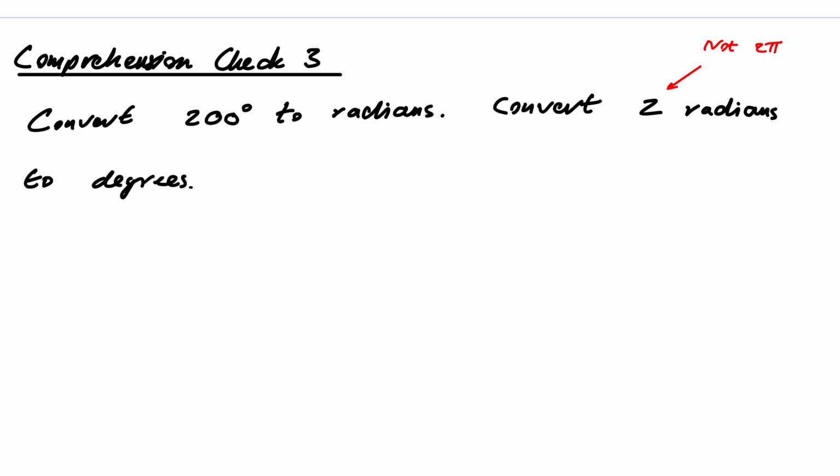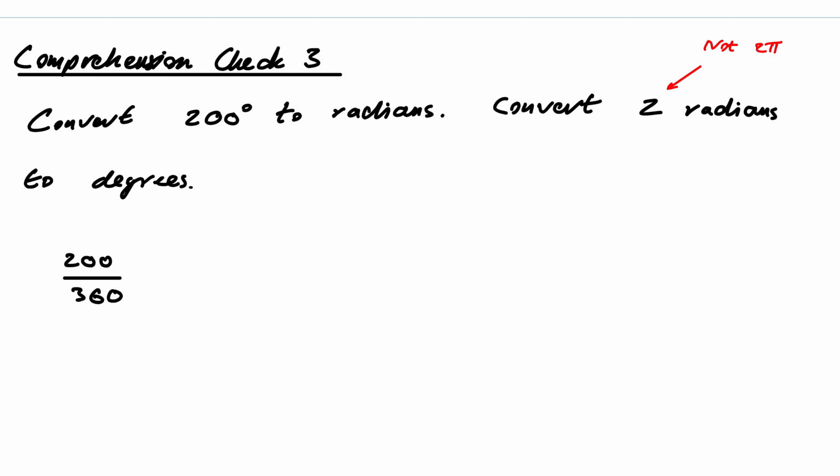So let's convert 200 degrees to radians, and conversely, let's go from 2 radians to degrees. So the basic idea is to work out what proportion of a full circle you're dealing with. So what proportion of a full circle is 200 degrees? Well, 200 divided by 360. That's the fraction of a full circle.